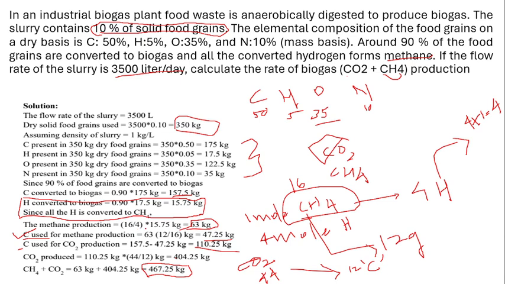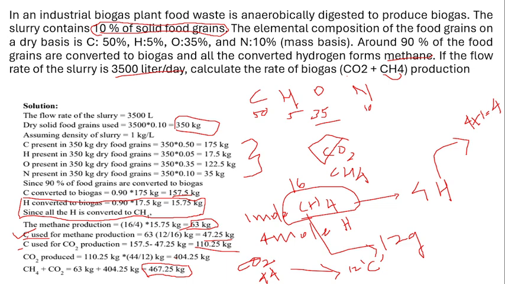Okay, for 4, this is in same unit. For 4 grams, 16 grams is formed. For 15.75 kg hydrogen, how much kg is going to be formed? That is the question. Okay. Now with this, we found the methane produced as 63 kg.